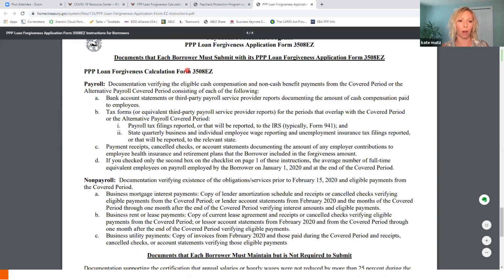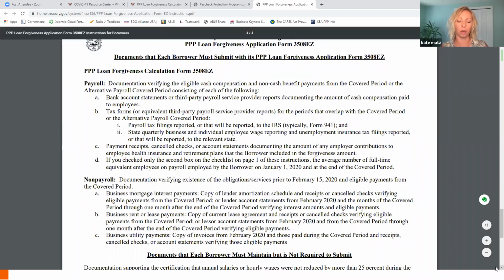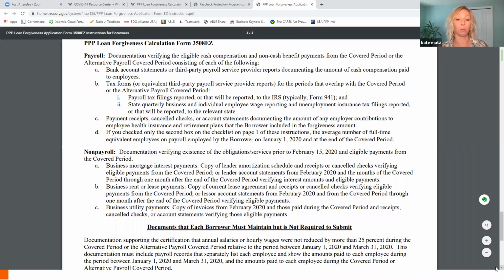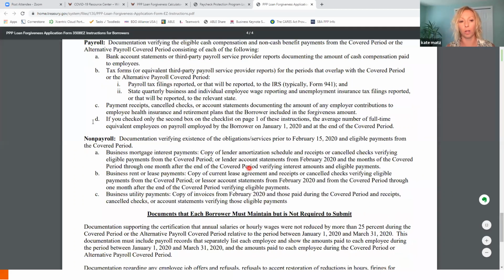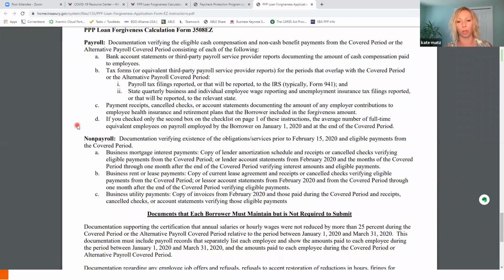Here's where we've got the documents. So this first section is documents that you must submit with your forgiveness application. And it's basically saying what you need to do is provide third-party documentation for all of the numbers that are going into your application. So either numbers that are showing up on your application or that were kind of part of the background calculation to come up with those numbers.